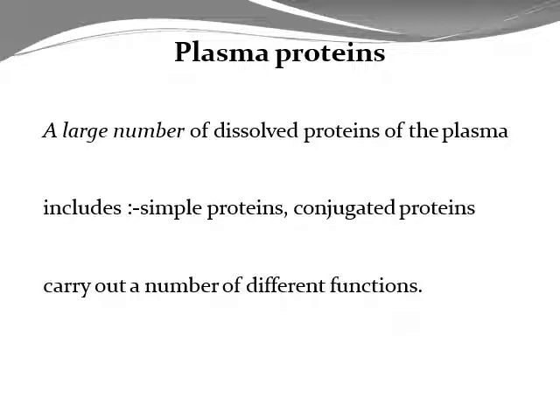So let's define what is plasma protein. Basically, plasma proteins are proteins that are found in the plasma. They will be found in a dissolved manner, and there will be a large number of plasma proteins. They will include simple proteins and conjugated proteins, and they will perform a number of functions in the plasma as well.